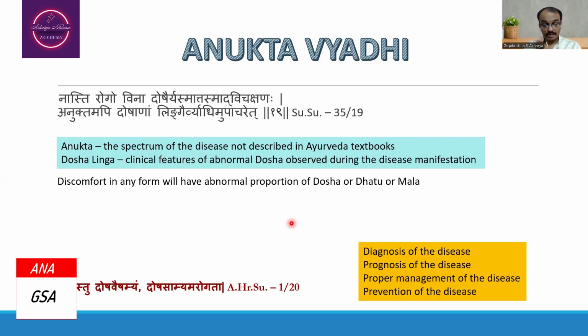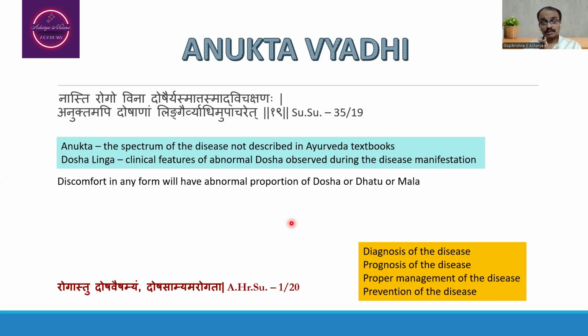So this particular discomfort, that is what is Linga or Lakshana, that may show either abnormality in the function of dosha or dhatu or mala. The same thing is being described in Ashtanga Hridaya, Rogastu Dosha Vaishamyam. The abnormality of the dosha may be in the form of either increased dosha or decreased dosha, increased vata or increased pitta or increased kapha, or otherwise decreased vata or decreased pitta or decreased kapha, or in any one of them or two or more combinations are being present, that is considered to be Roga.